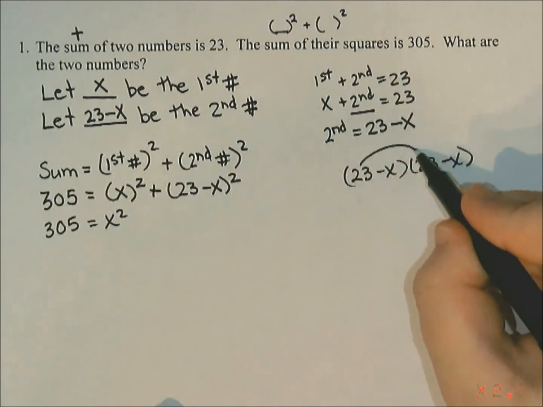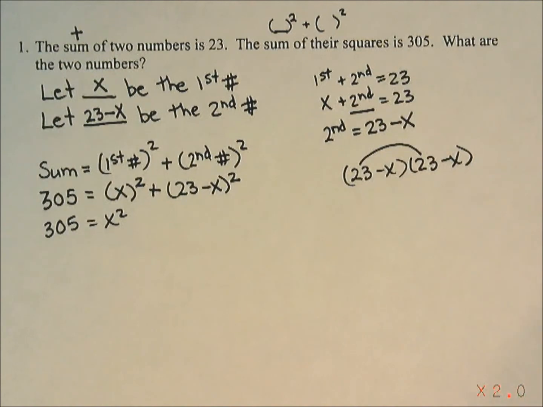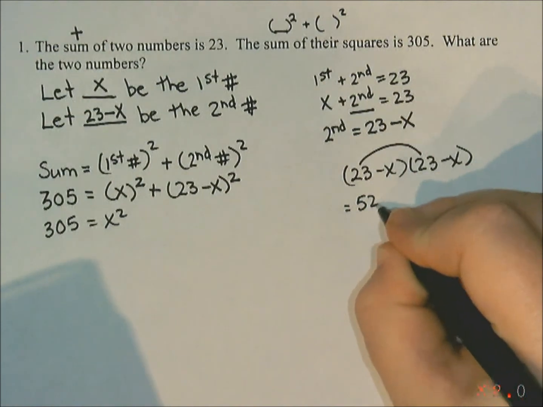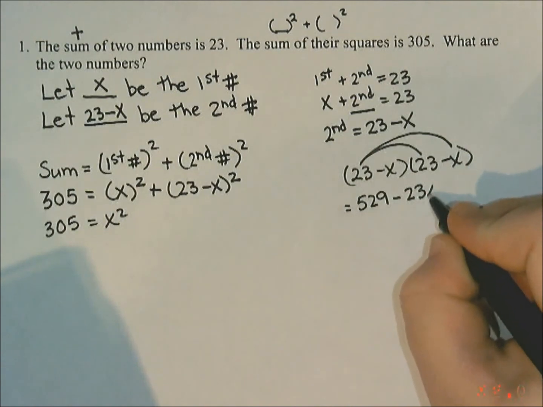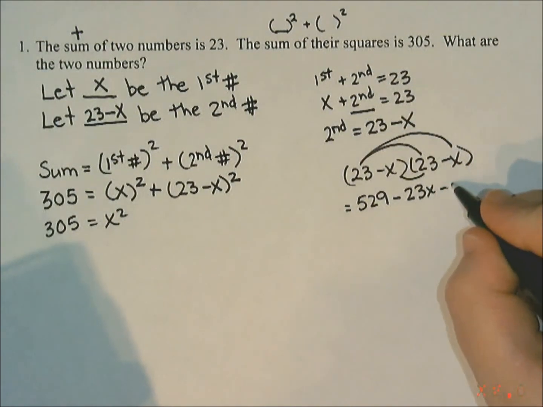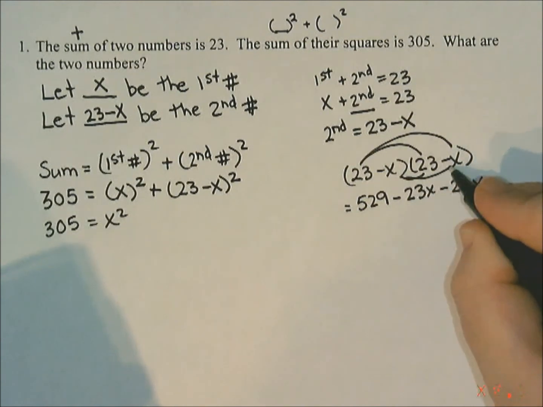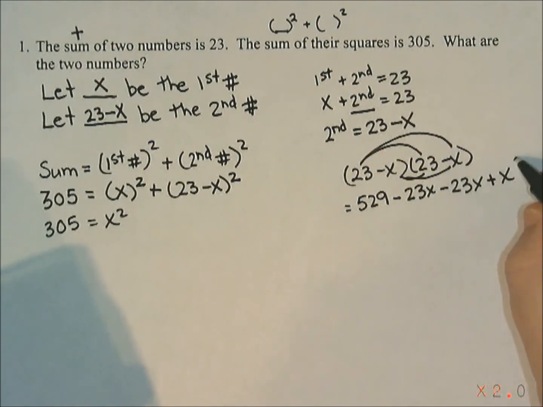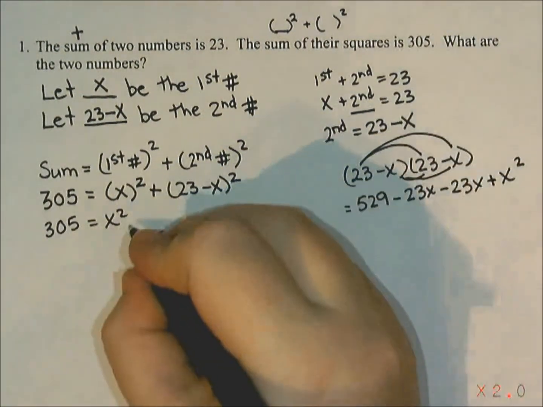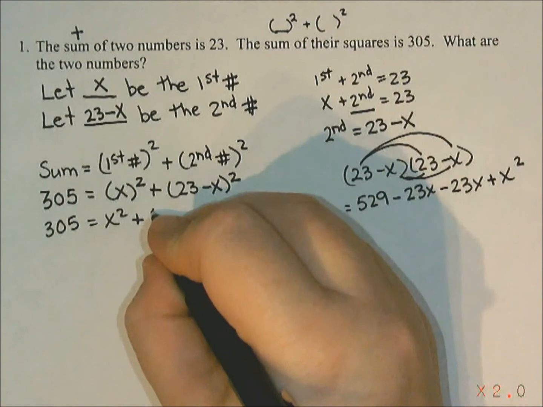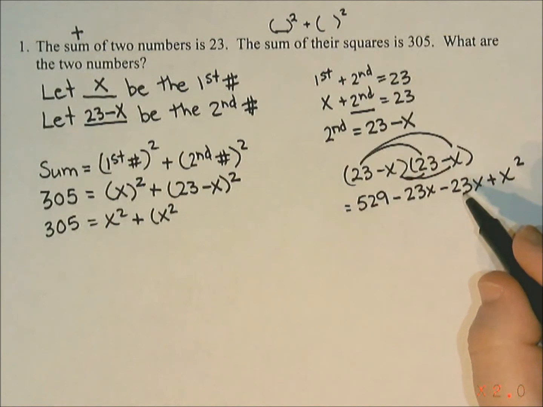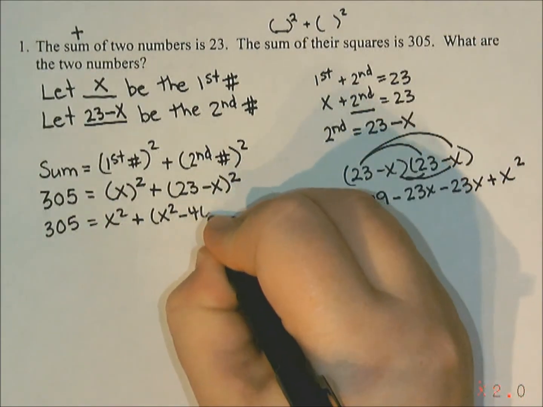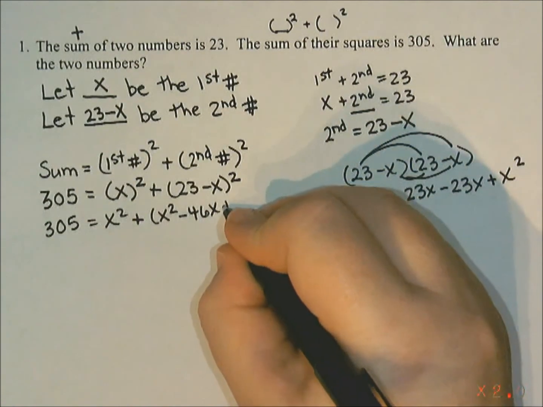So I'm going to multiply the first ones together. 23 times 23 is 529. And then 23 times negative x is negative 23x. Negative x times 23 is negative 23x. And negative x times negative x is positive x squared. So here we're adding x squared. Negative 23x and negative 23x makes negative 46x, and then plus 529.